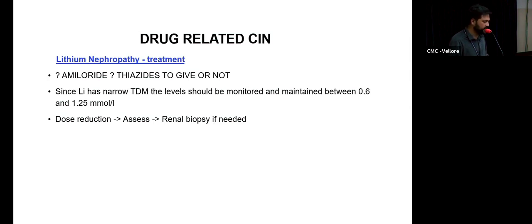Dose reduction is the first dictum. You reduce the dose and see whether the patient is able to tolerate, and how is the polyuria, especially the nocturia that such patients will be having, which is very disconcerting. And if there's not much improvement, renal biopsy can obviously be done.